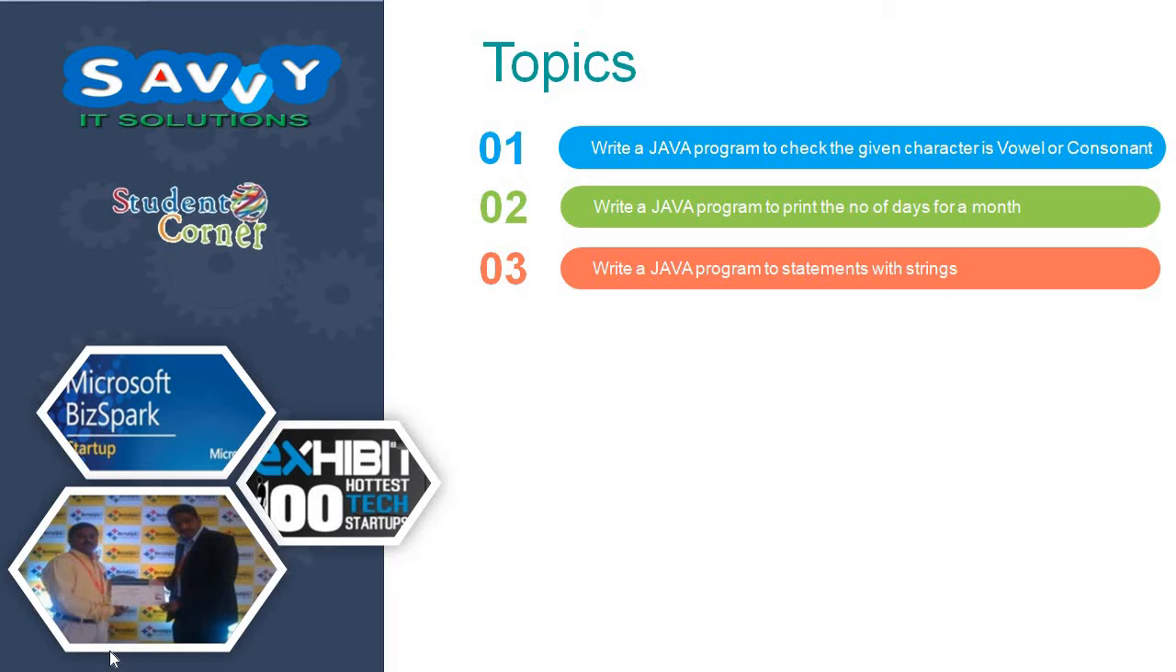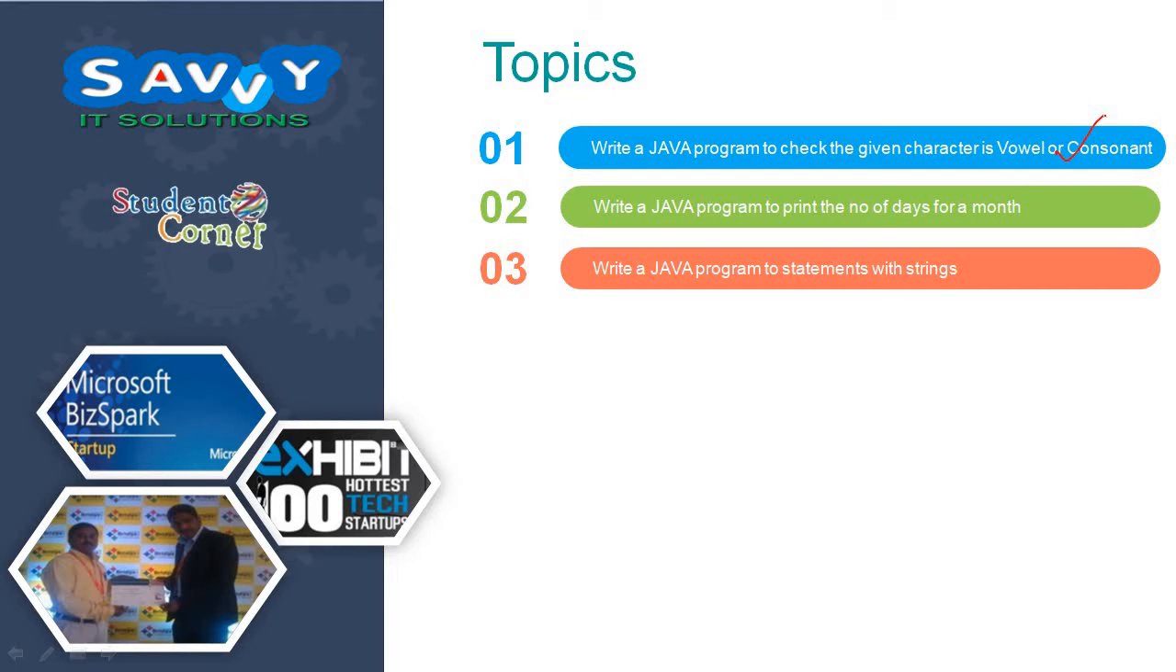Okay, so here we are discussing how to write a Java program to check whether the given character is a vowel or not. What is the meaning of vowel and what is the meaning of consonant will be discussed, and with that we are discussing the program in two different ways.